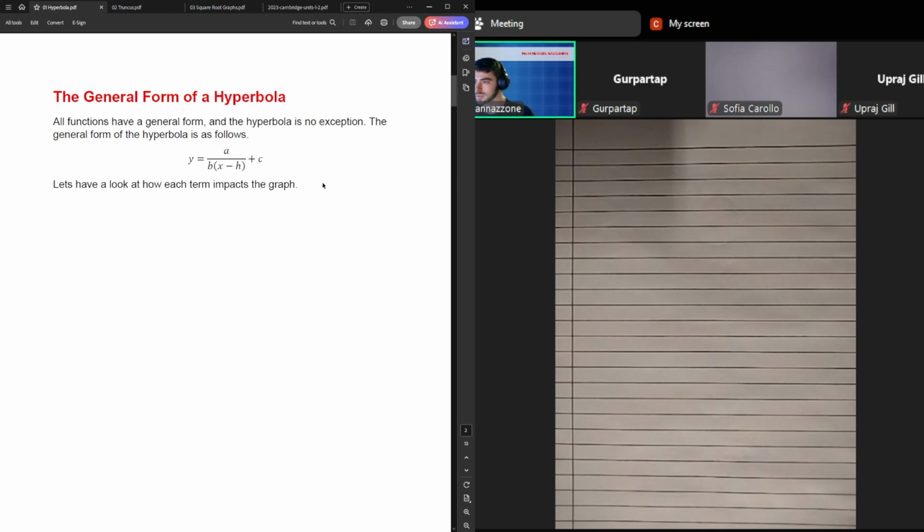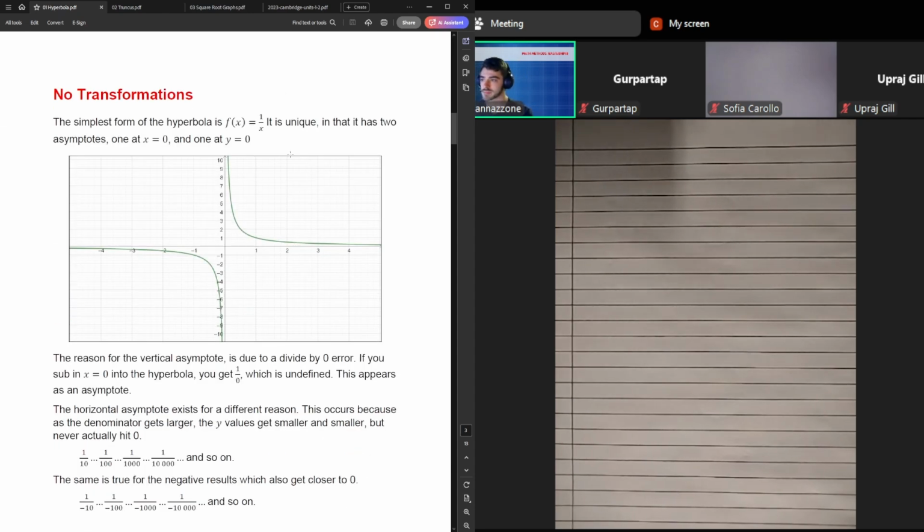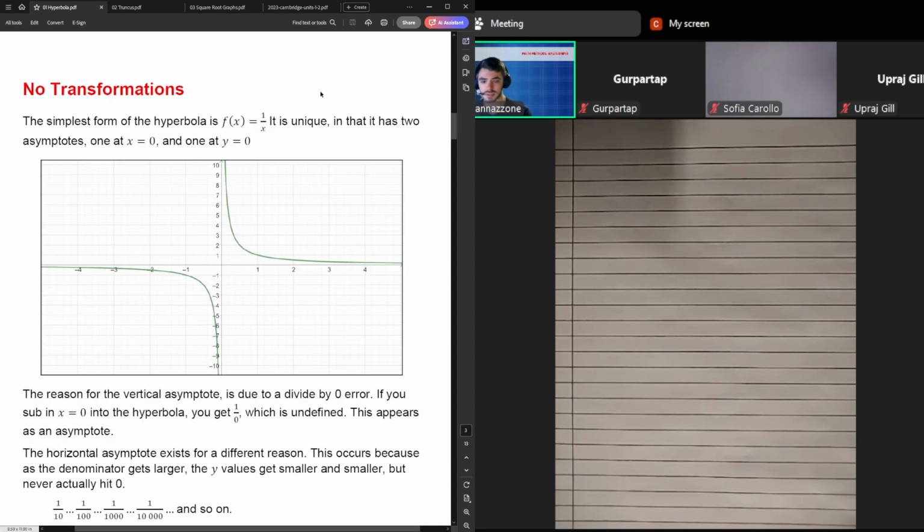Okay, so general form of the hyperbola. Basically, it looks like a fraction. You're going to have some dilation factors, A and B. You're going to have some translation factors, H and C. But fundamentally, the basic hyperbola is just some function 1 divided by x. And it ends up looking like this. We have this sort of hyperbolic shape from the top right and the bottom left quadrants.